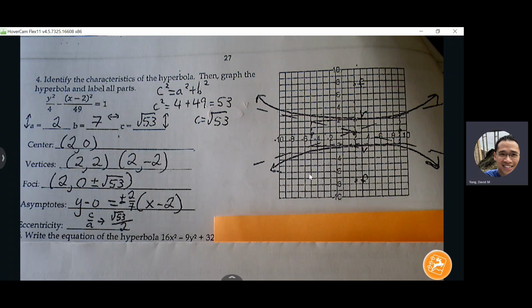Okay, now once you draw the blocks, you know your vertices are above and below, so your arc is going to be opening up and down. And then make sure that you're comfortable writing your asymptote equation. Y minus k equals plus or minus slope times x minus h. And the slope, you're always going to go from the center to the upper corner and always do rise over run. Rise over run. Make sure you put a plus or minus in front of it. And then your eccentricity is c over a.